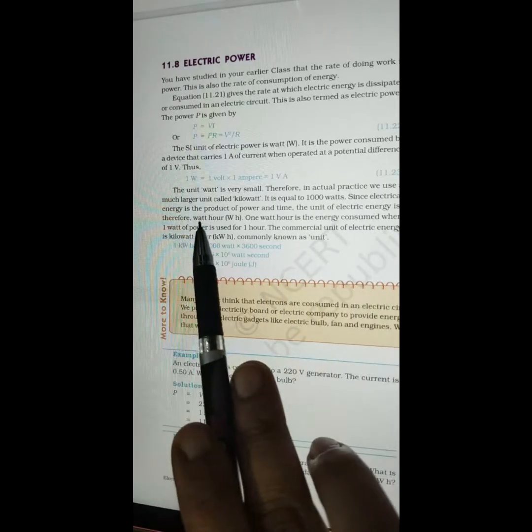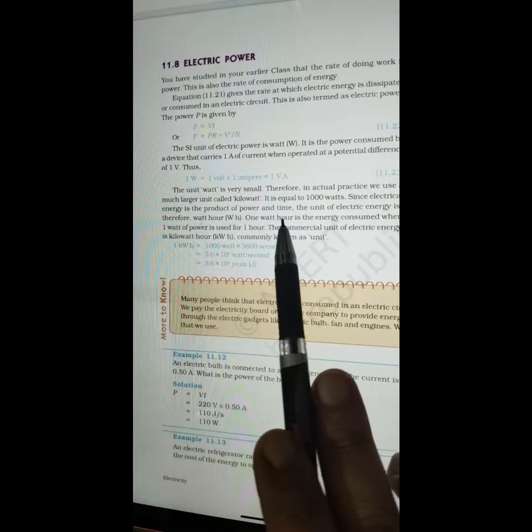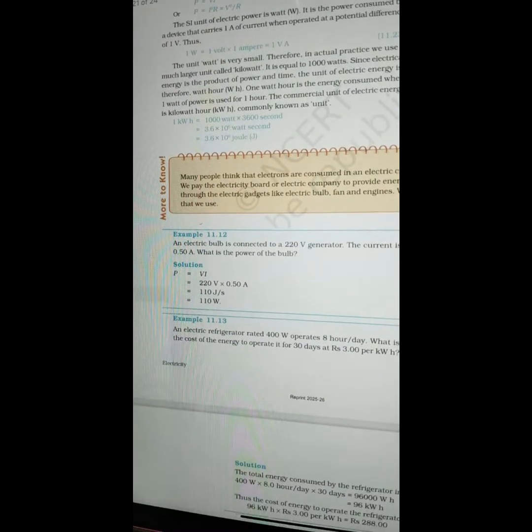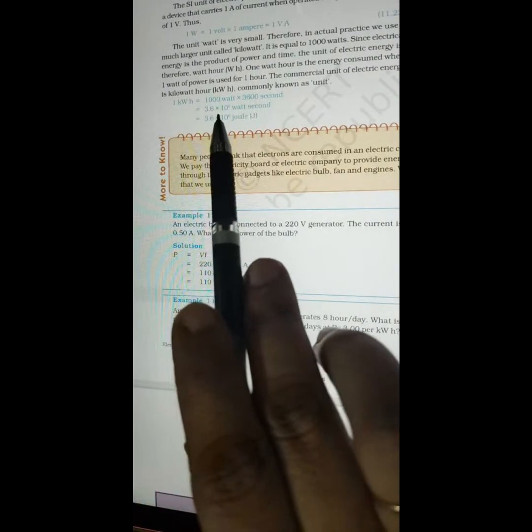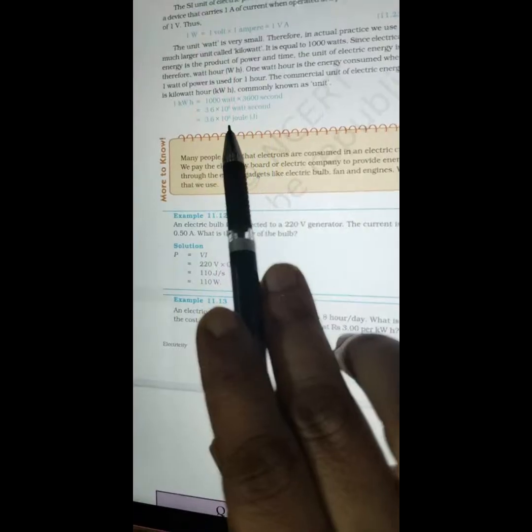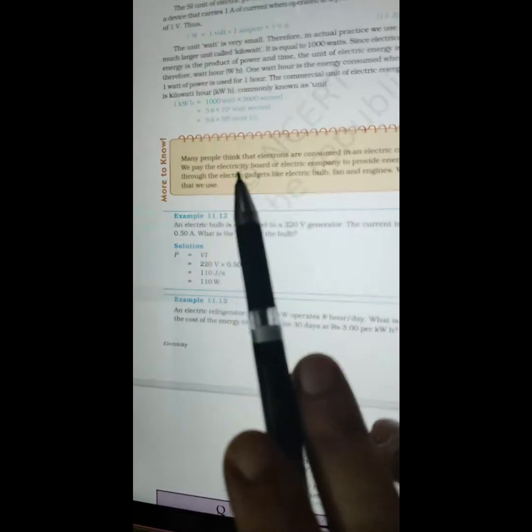Since electrical energy is the product of power and time, the unit of electrical energy is therefore watt hour or Wh. 1 watt hour is the energy consumed when 1 watt of power is used for 1 hour. The commercial unit of electric energy is kilowatt hour or kWh, commonly known as unit. So 1 kWh is equal to 1000 watt into 3600 seconds, which comes out to be 3.6 into 10 to the power 6 joules or J.